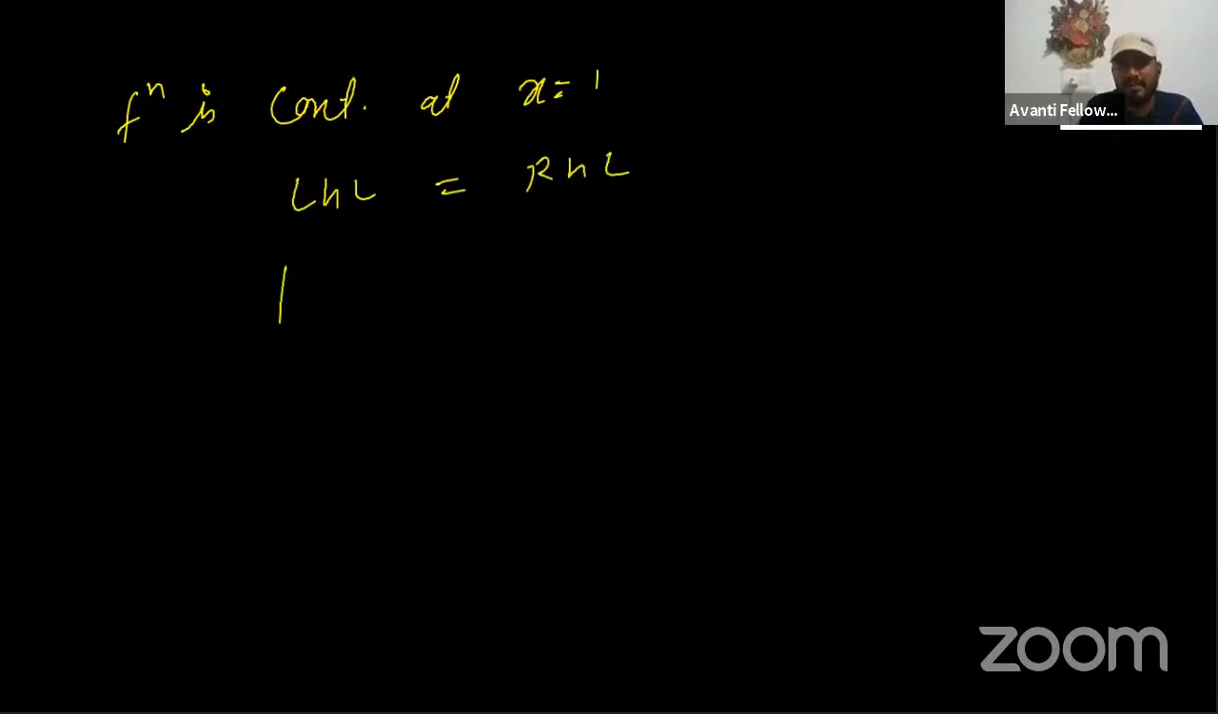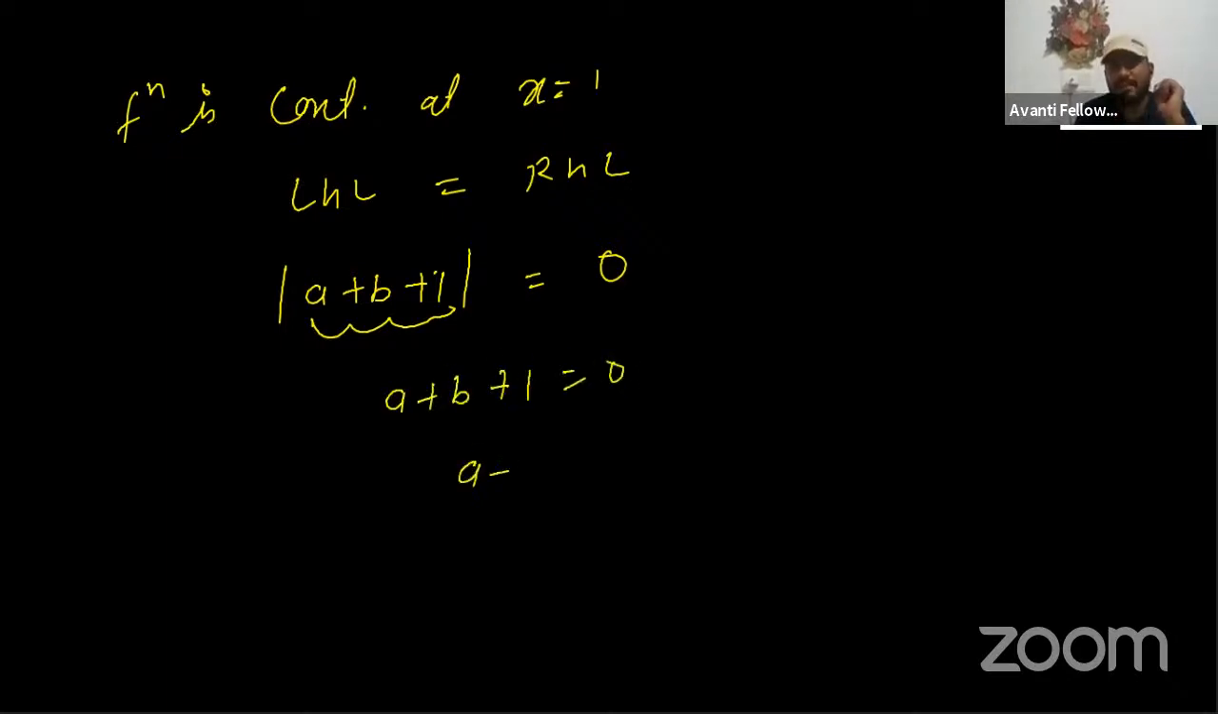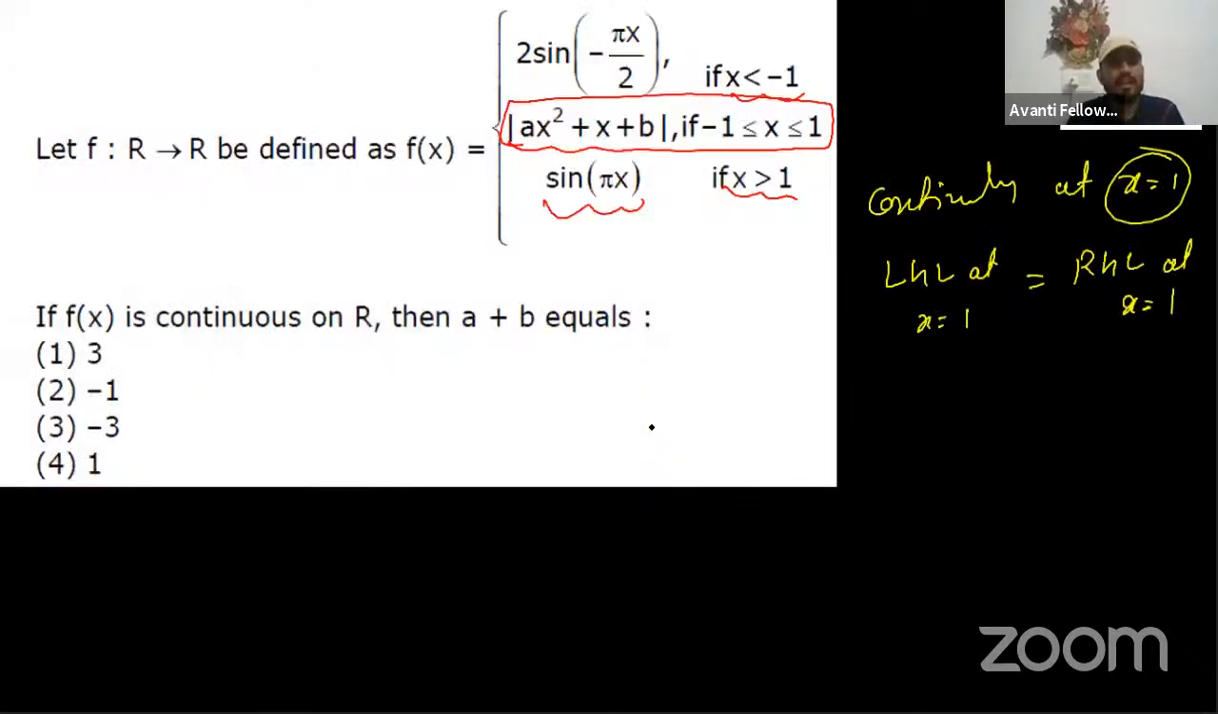So if the function is continuous at x is equal to 1, that means your left hand limit should be equal to the right hand limit. That means the modulus of a plus b plus 1 is equal to 0. Can you find the value directly? Yes, if the modulus is 0, that means a plus b plus 1 is equal to 0, so a plus b is equal to -1. This is the final answer. There is no need to be worried about this. This was one of the easiest problems. A plus b is equal to -1. Got the answer? Clear, guys? Everybody? Okay. Let's move to the next one.